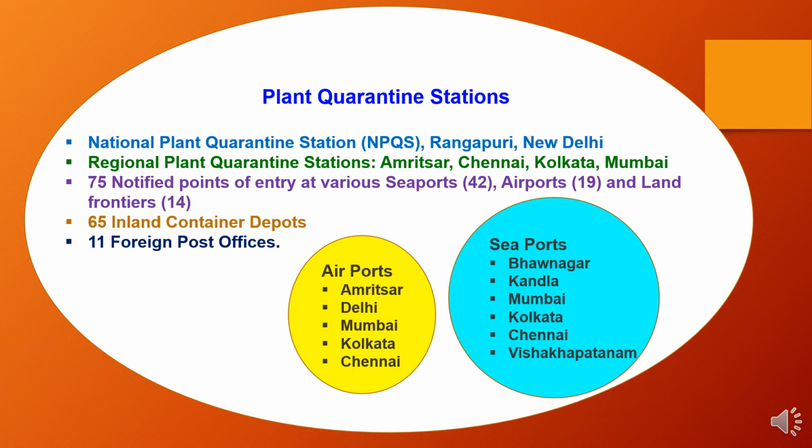Among the airports, those mainly playing an important role in plant quarantine measures are Amritsar, Delhi, Mumbai, Kolkata and Chennai. As far as seaports are concerned, Bhavnagar, Gujarat, Kandla, Mumbai, Kolkata, Chennai and Visakhapatnam are important. There are 65 inland container depots and 11 foreign post offices which are related to the plant quarantine measures.